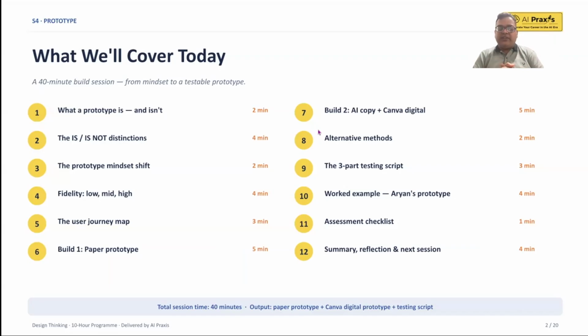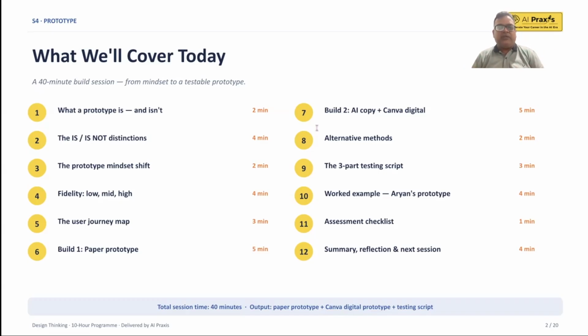So far, we have understood our users, defined the real problem, and generated multiple ideas. Now comes the most important part, the prototyping part that I'm actually talking about. If you look at the whole agenda, we'll begin by understanding what a prototype really is, because many people confuse it with a finished product. Then we'll learn what a prototype is, and just as importantly, what it is not.